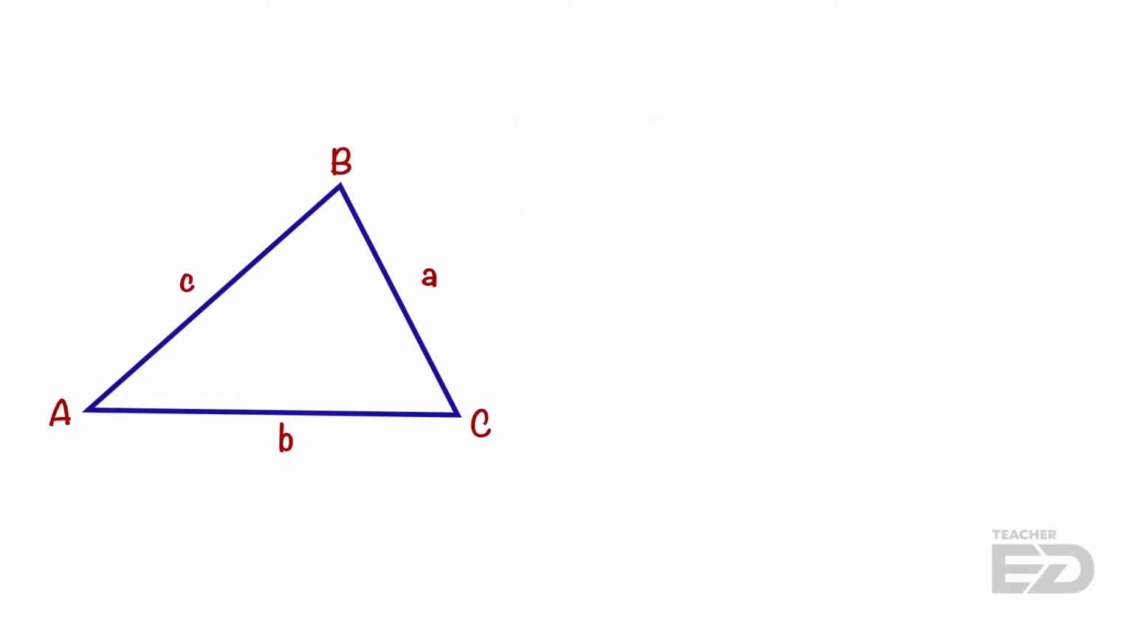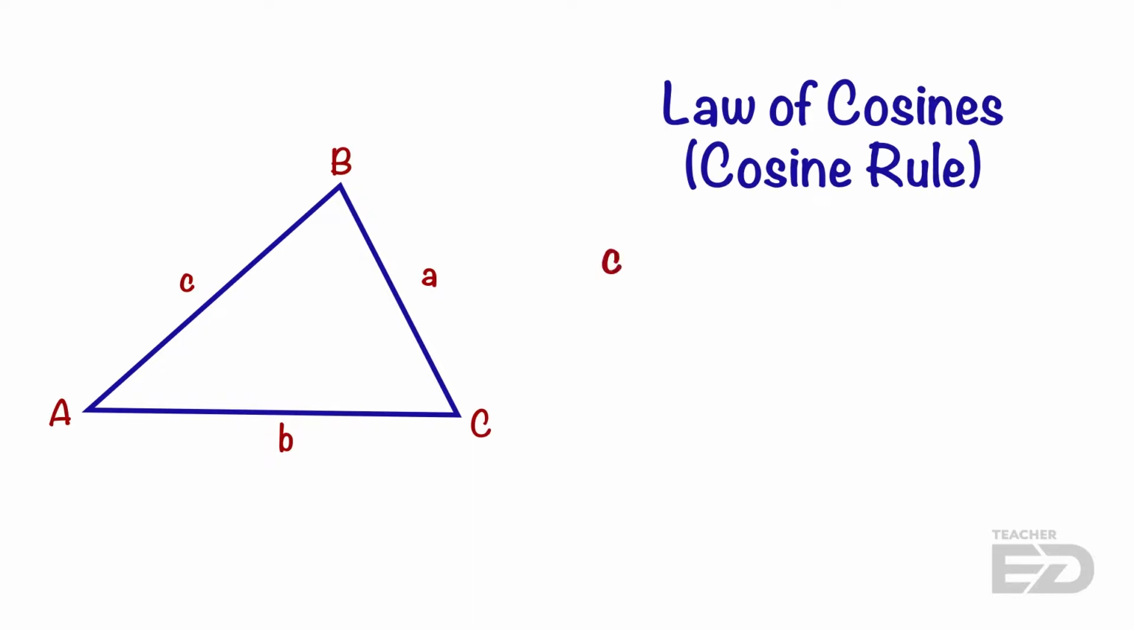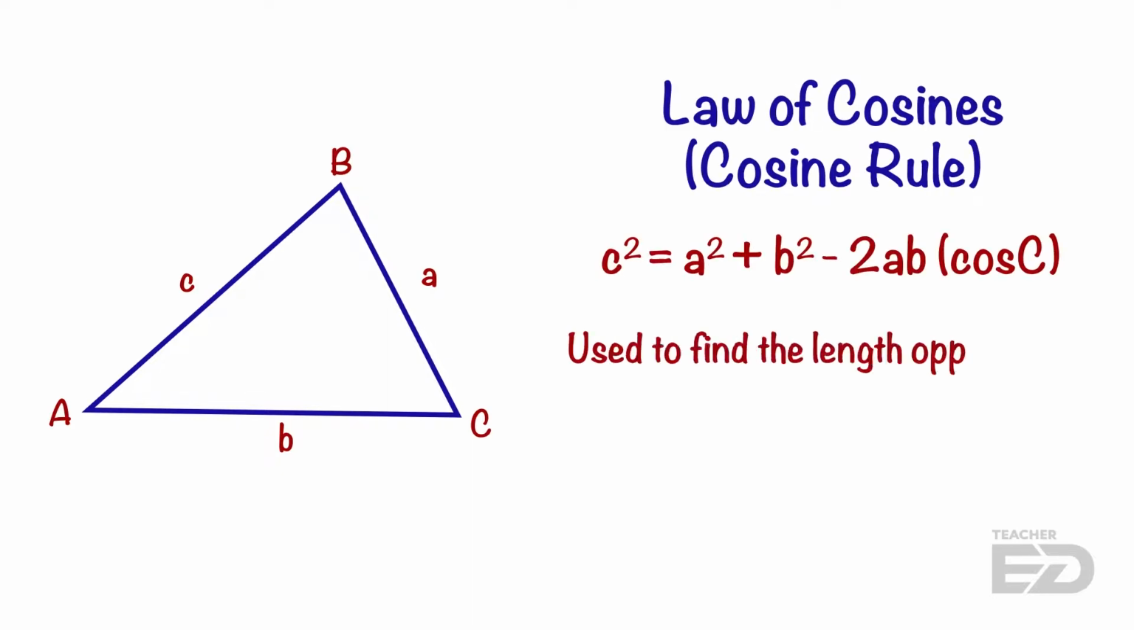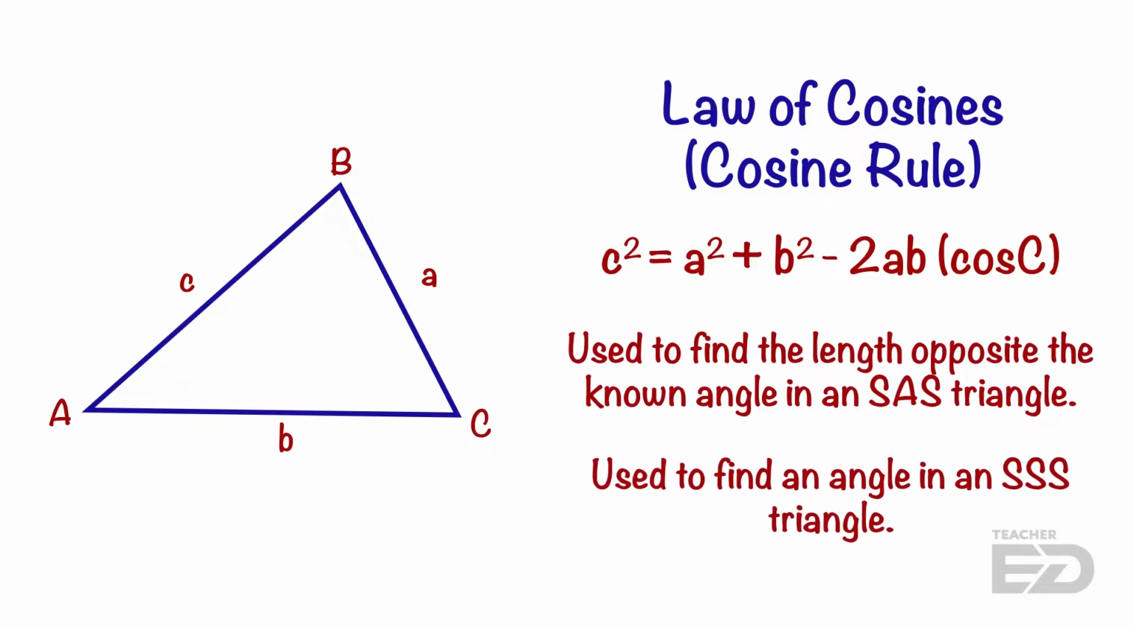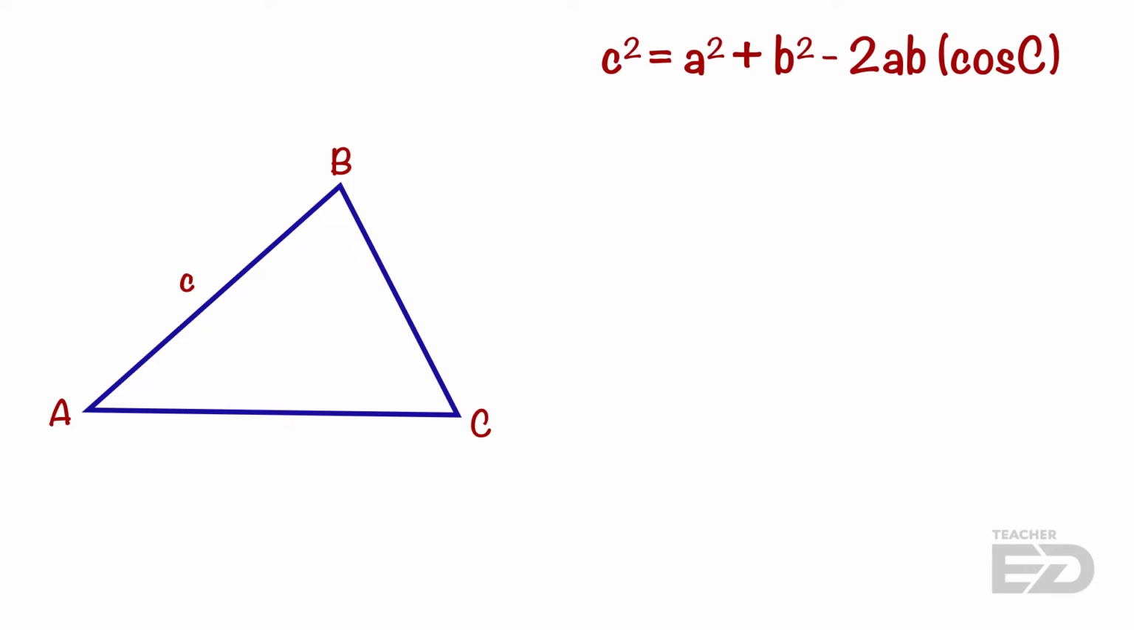We can use this law to find side c, which is opposite the known angle in an SAS triangle. Remember, SAS means that we know an angle and the length of the two sides adjacent to our angle. We can also use the law to find any angle in an SSS triangle, or a triangle where all the sides are known. Let's look at this triangle.